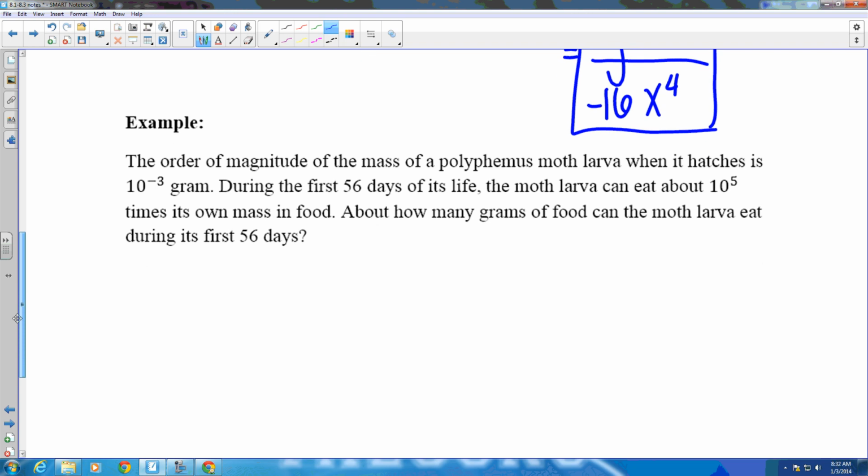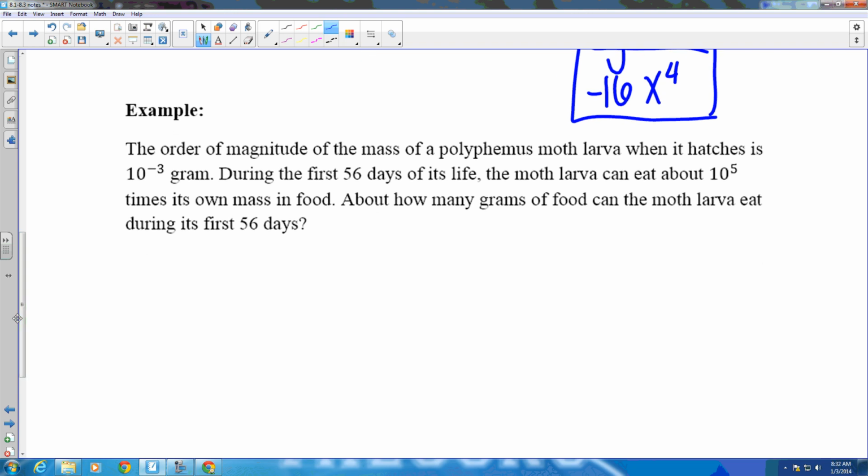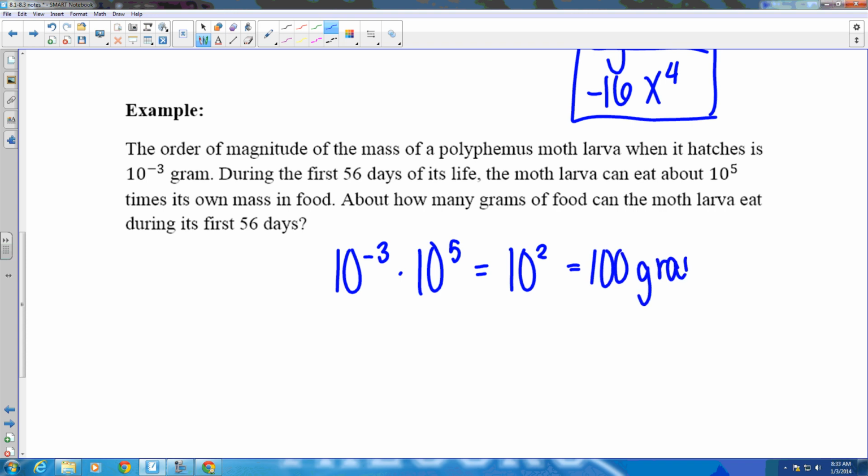And our last word problem. If we have the order of magnitude of the mass of a polyphemus moth larva when it hatches is 10 to the negative 3 grams, it can eat 10 to the fifth times its own mass in food. How many grams of food can it eat? So we take how much it weighs and multiply it by how much it can eat to figure out how many grams it can eat. So we need to add the exponents. It's 10 squared or 100 grams of food. And that was it for section 3.